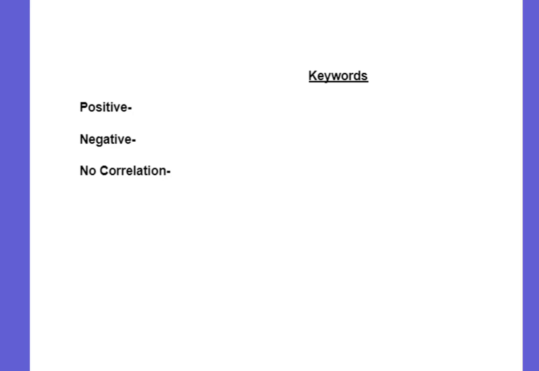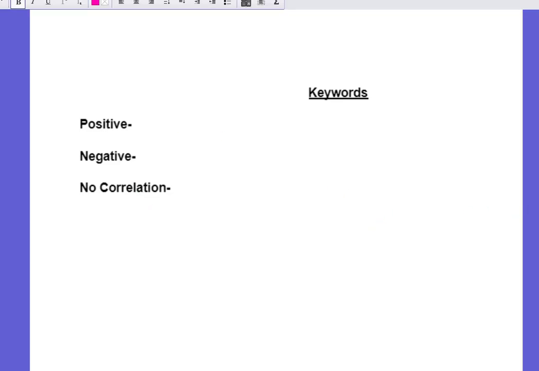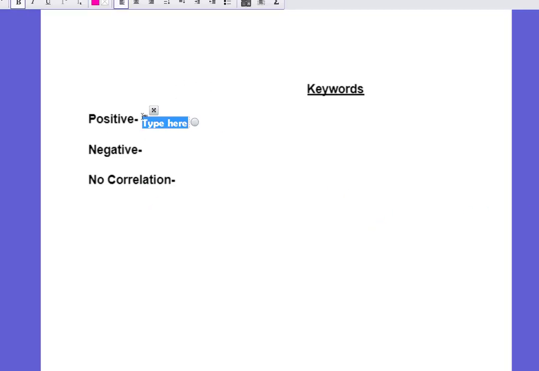If we have real-world problems, we'll notice that there are some key words. Sometimes they'll use other words other than positive, negative, and no correlation to try and confuse us. So let's make sure that we know what those are so that we don't get confused. So right now, can you tell me, what are some words that could mean positive? A couple of words that you'll notice are increase, which means getting larger. Upwards, there's an upward trend.